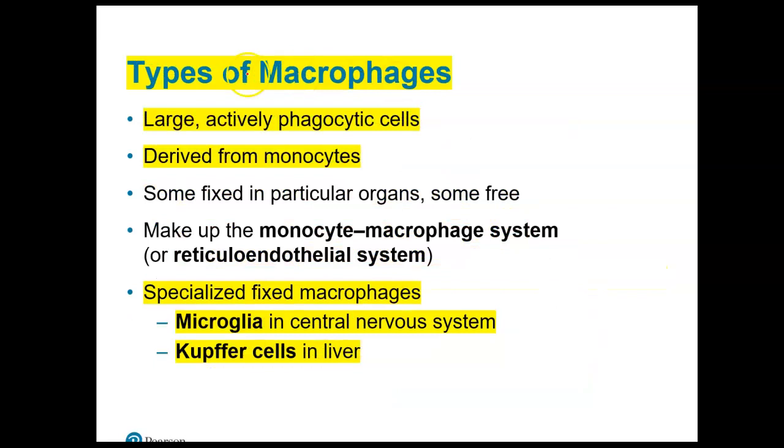And then we have phagocytes called macrophages, but they're much larger than eosinophils and neutrophils. They are derived from white blood cells called monocytes. Monocytes differentiate into macrophages in the tissues. Now, they can be fixed and they can be free. Some specialized fixed macrophages include the microglia, which you find in the CNS or central nervous system, and then Kupffer cells that are found in the liver.